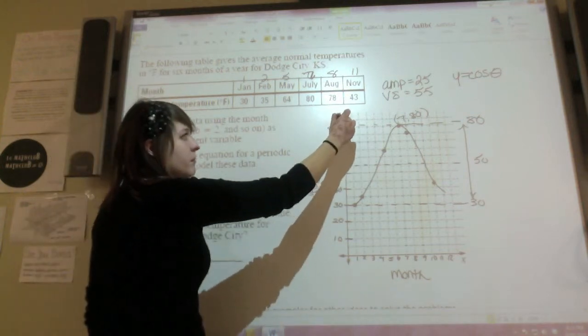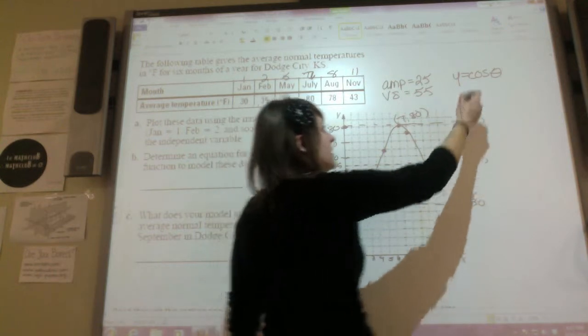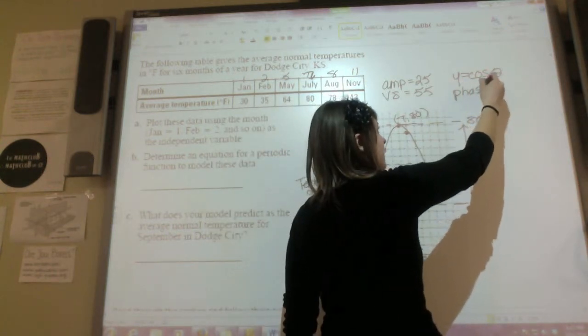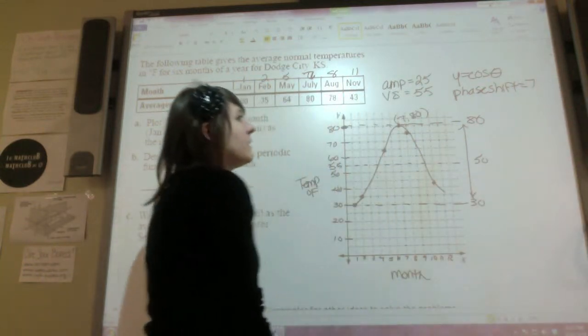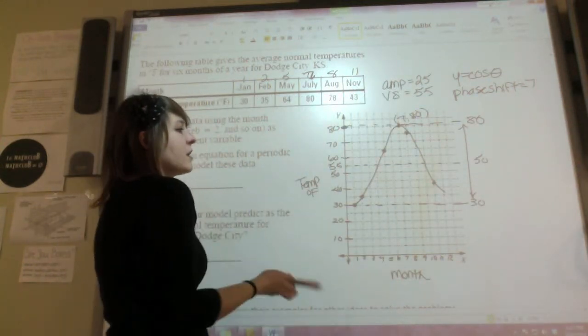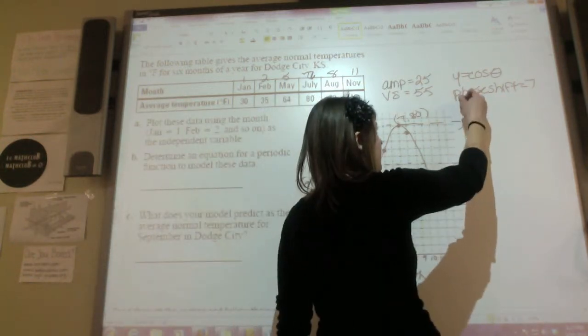Normally my maximum will be here at 0. In this case it's here at 7, so I can say that my phase shift is 7. And then for my period, well, I'm talking about months here. There's 12 months in a year. That means that my period is going to be 12.